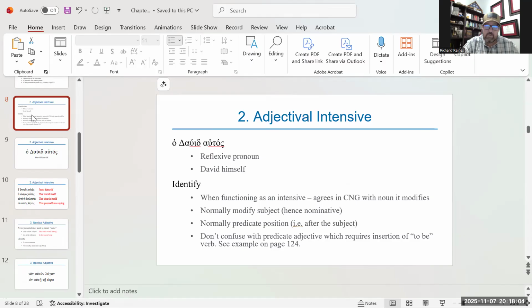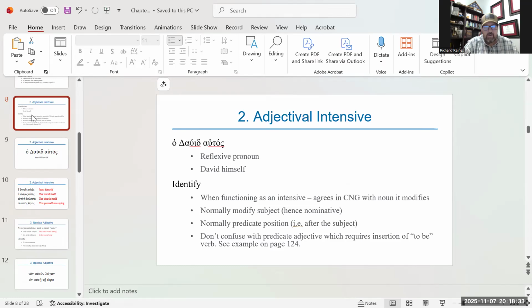So when this happens, when autos functions as an intensive, autos is going to agree in case, number, and gender with the noun it modifies. You would not see ho David autes, right? It's ho David autos because David is a masculine noun. Normally, what you're going to find is that it is modifying the subject.